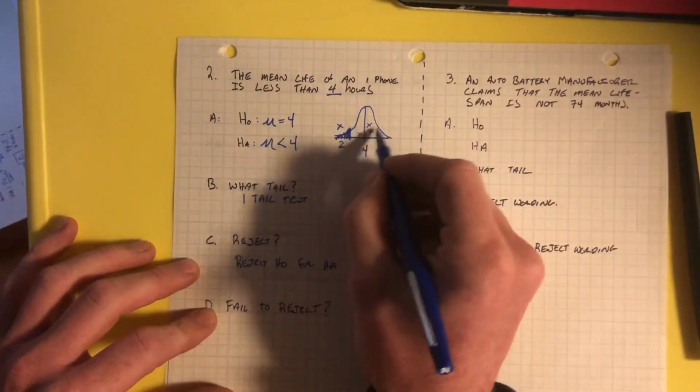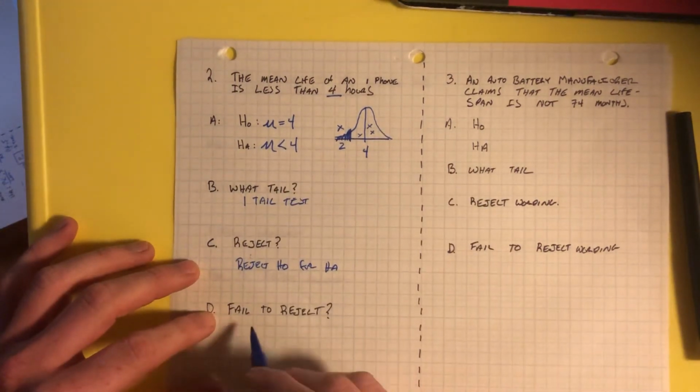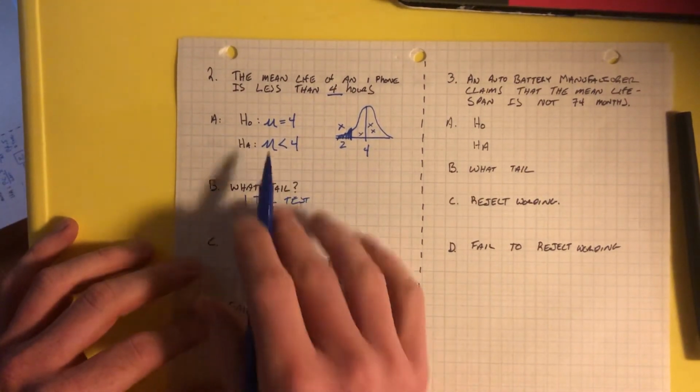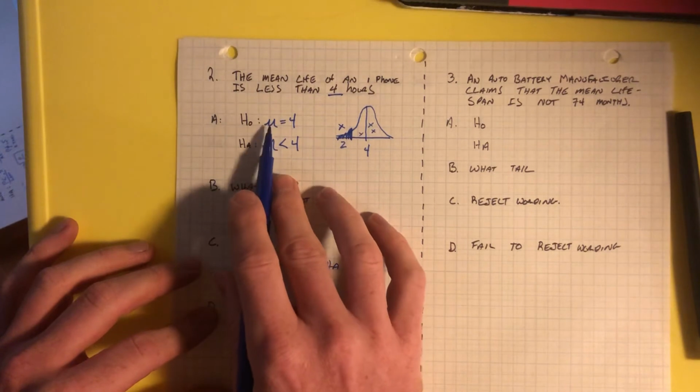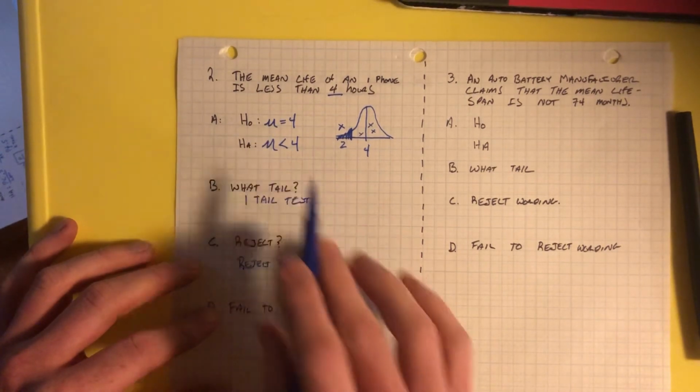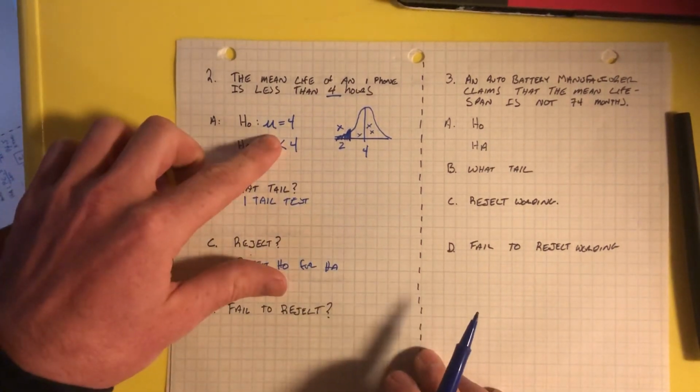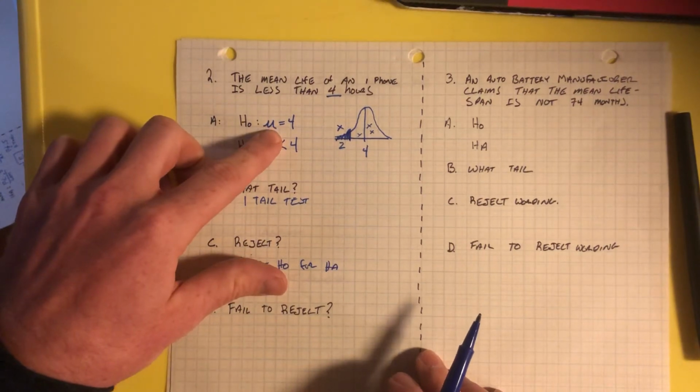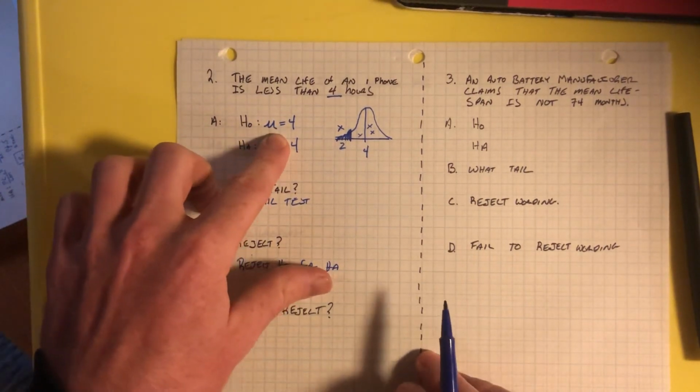Fail to reject, again, we're going to fail to reject H0 for HA. That would be something that happens in here. And I'd say there is not enough information to reject my null hypothesis, right? So again, you're not accepting this. You just don't have enough information to reject it.